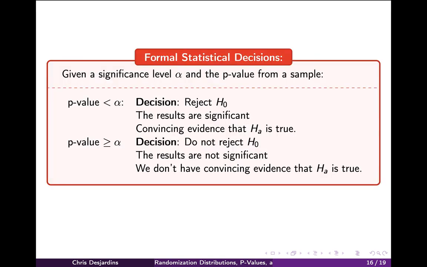Traditionally, when people perform statistical analyses, they make formal statistical decisions based on the p-value. If the p-value is less than alpha, then one rejects the null hypothesis, concludes the results are statistically significant, and says that they have convincing evidence in favor of the alternative hypothesis. If the p-value is greater than or equal to alpha, then one does not reject the null hypothesis, concludes the results are not statistically significant, and that they don't have convincing evidence in support of the alternative hypothesis. Note that we never make a decision about the alternative hypothesis. We only ever reject or not reject the null hypothesis.